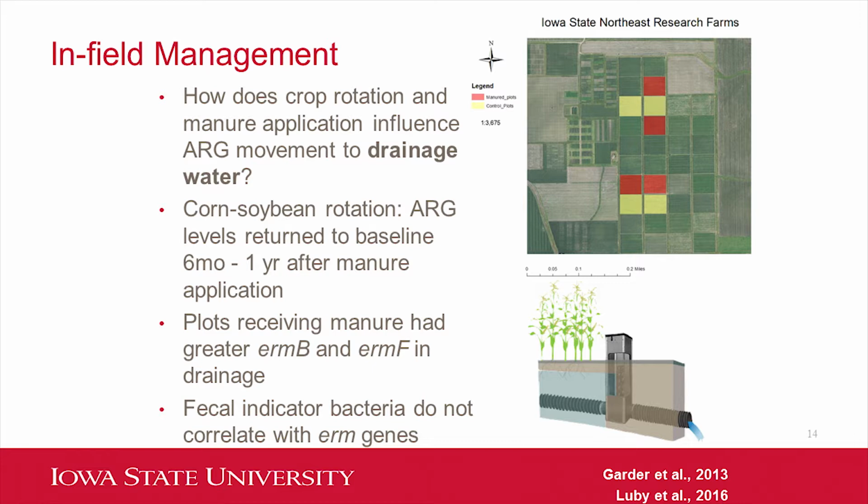We did find that plots receiving manure had greater concentrations of ermB and ermF, so 2 macrolide resistant genes. And we also demonstrated that the fecal indicator bacteria do not correlate with these erm genes. So the FIBs that we've used for many, many years to detect the risk to human health really aren't correlating with any of the resistant gene concentrations that we've been studying.